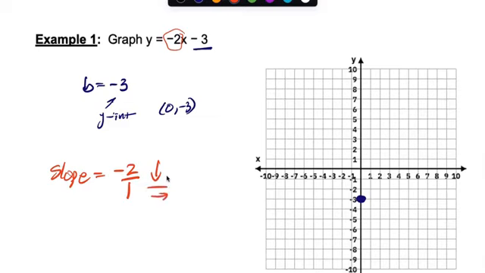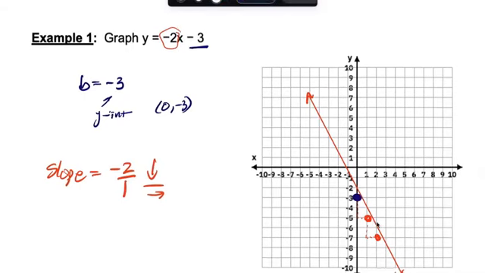We always go right. So starting from the point we had, we're going to go down 2 and right 1. If you want, you can do it again just to make a nicer graph. Go down 2, right 1, and then you can connect them. Hopefully a better line than mine is. That's a bad line. Let's do that again. Something like that. And that's our graph. So that's graphing using slope-intercept form.